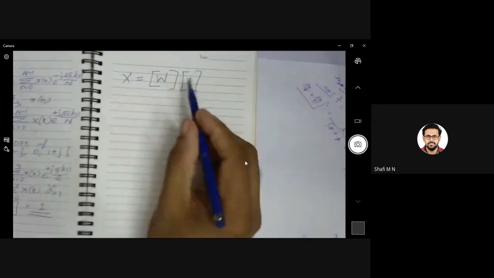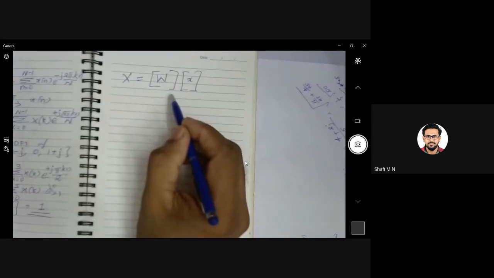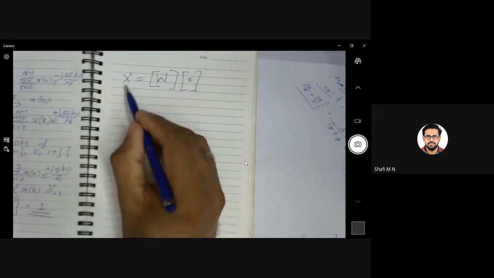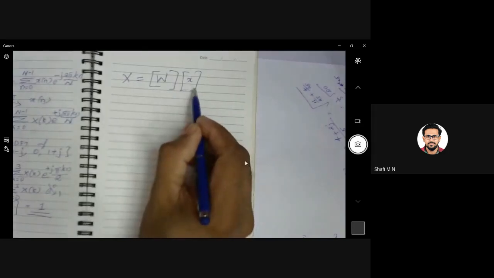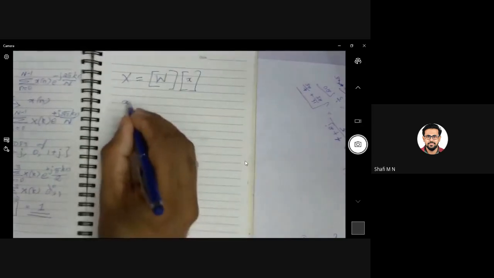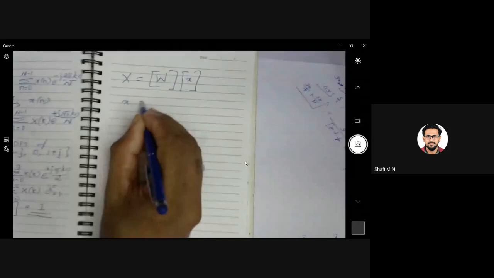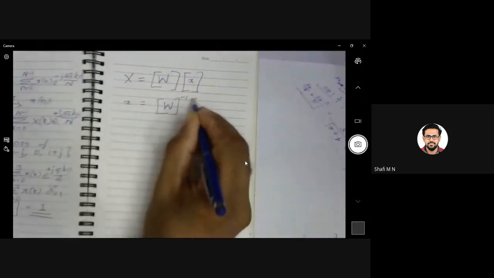Are you getting this? This is what we have done in the beginning of today's session. To get the DFT, we multiplied the W matrix with your sequence x of n, represented as small x. So the question is, how can you get small x? Can I get it like this? W inverse into capital X.